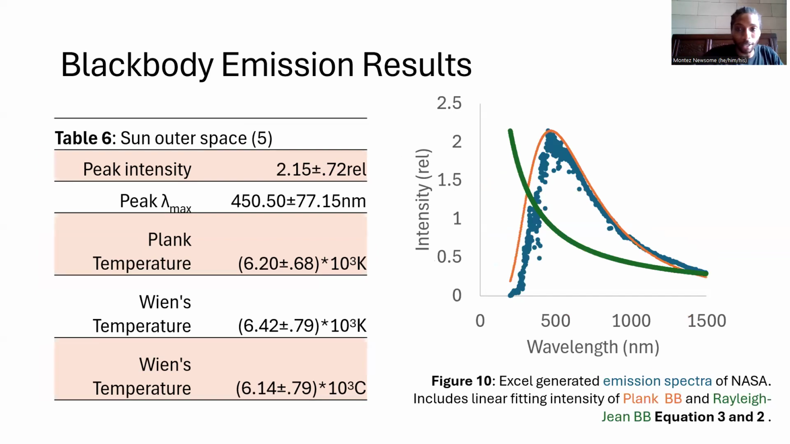14 million degrees. And here is sun data taken from outer space, given to us from the instructor from NASA. The peak intensity was 0.25 plus or minus 0.7 relative. The peak wavelength intensity actually shifted to a shorter wavelength of 450.50 plus or minus 77.5 nanometers. The Planck temperatures and the Wien temperatures were reported, with the Wien temperatures being higher. But keep in mind, these are not reflective of the actual temperature of the sun, which is 14 million degrees Fahrenheit.